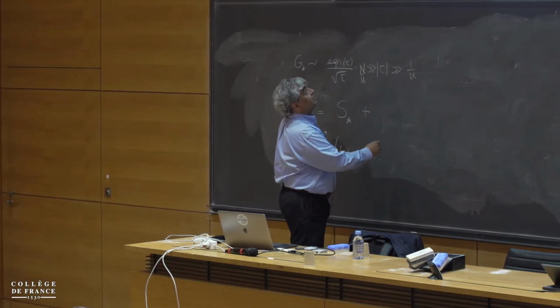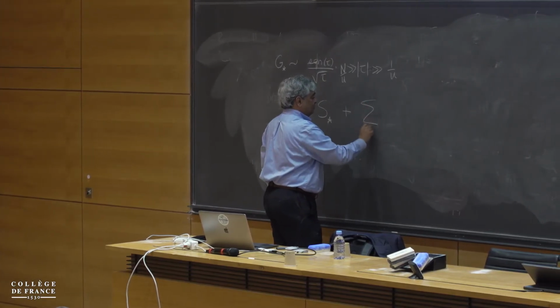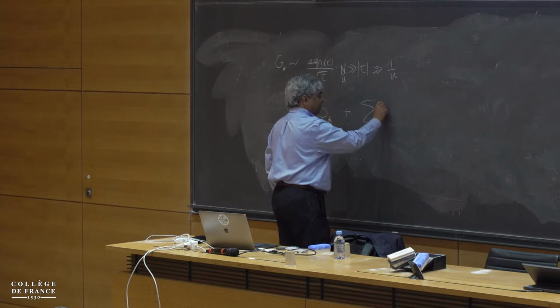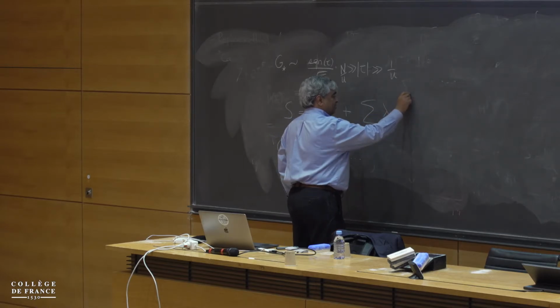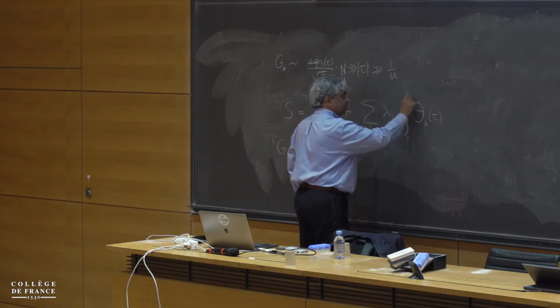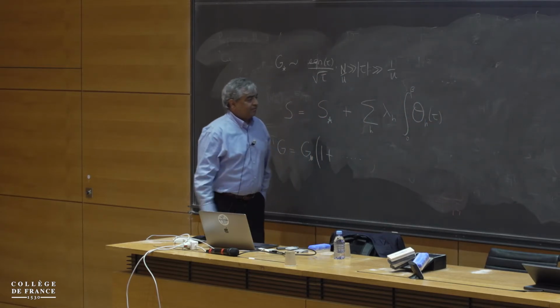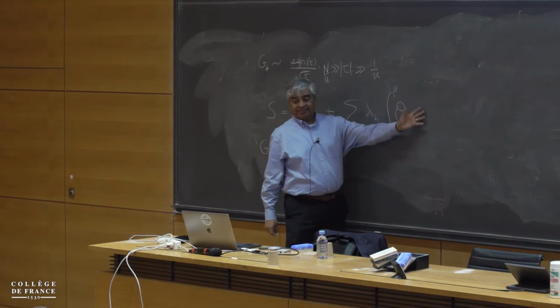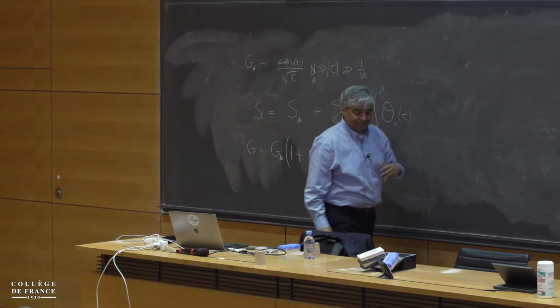And the corrections I'll write in the following manner: lambda h times some operator O sub h of tau, which you're going to integrate from 0 to beta. And so these are some operators. They have to be bosonic operators because they're in the action.